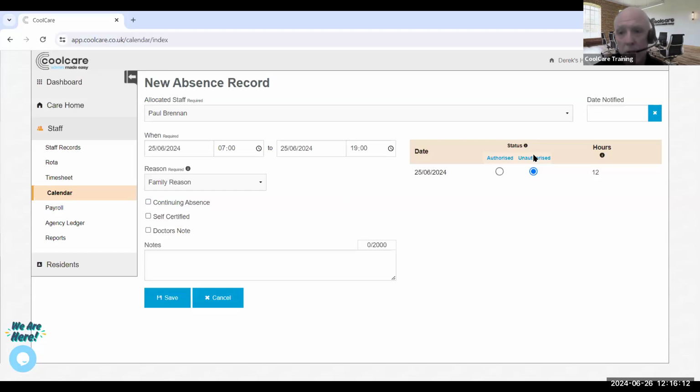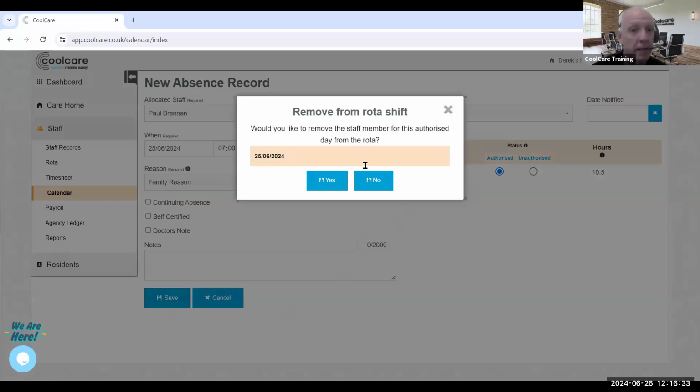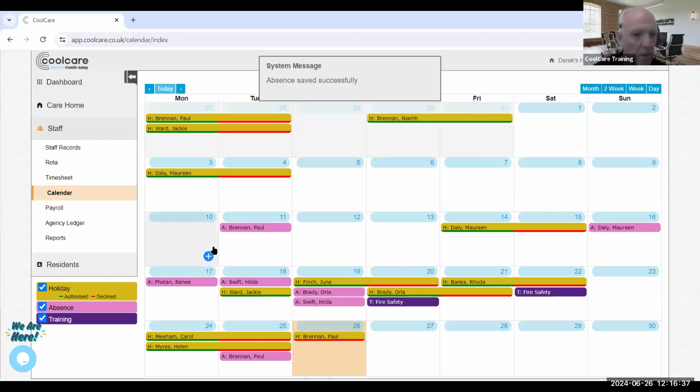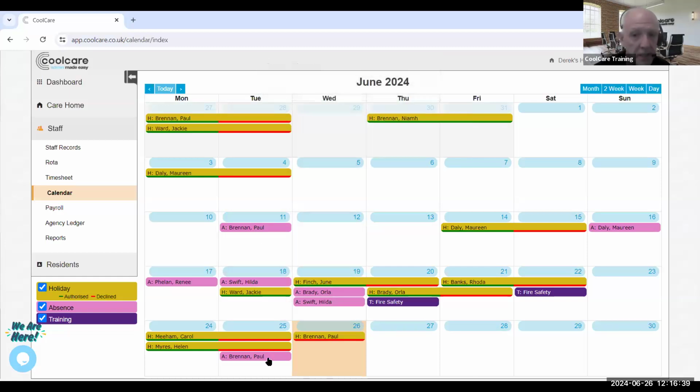Right. So I'm going to put that in as an absence. I know he was sick. He came in today or whatever. We know it was a valid absence. I'm going to authorize that. Again, remember, if you don't pay for breaks, you can only take away the hours that he was paid for. If I save that, again it says, want to take him off the rota? Yes, I do. Okay, there he goes. There's his absence.